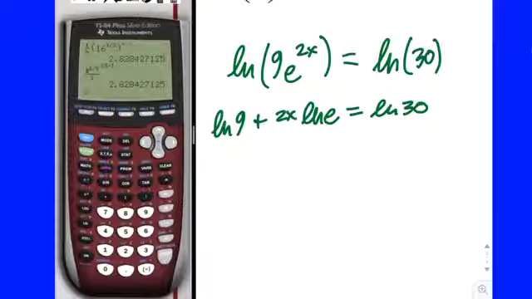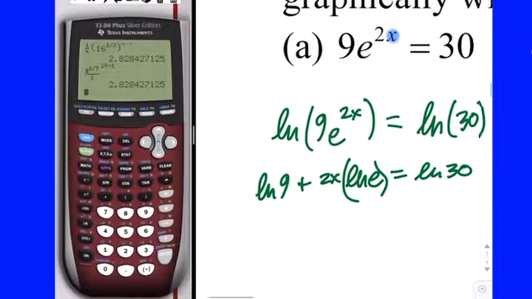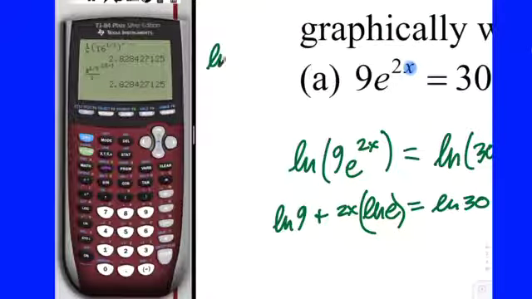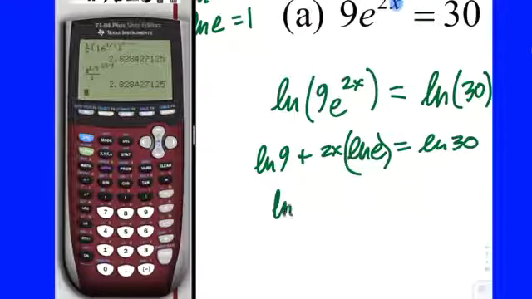Now that was a nice step because notice it brought the 2x to the ground floor. It's out of the exponent. And now look to simplify. What is the natural log of e? It's 1. Yeah, the natural log of 1 is 0, and the natural log of e is 1. So that becomes 1 times 2x, or just 2x, okay? So I'm going to do that on a separate line.